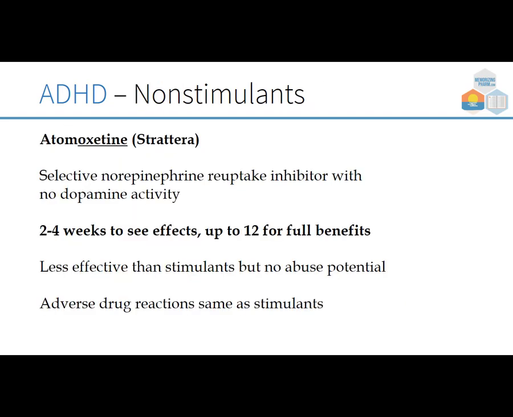There is a non-stimulant, atomoxetine, which is Strattera. It's a selective norepinephrine reuptake inhibitor with no dopamine activity, and it takes a couple of weeks to see the effects and almost up to 3 months for full benefits. And it is less effective than the stimulants like Ritalin, but it doesn't have abuse potential. So it's kind of one or the other. Are you going to choose something that's a little more effective with a stimulant, or is there an issue with the abuse potential that we have to use this?